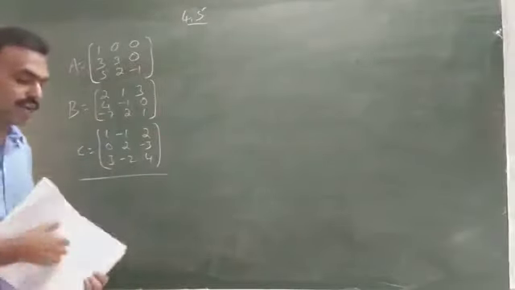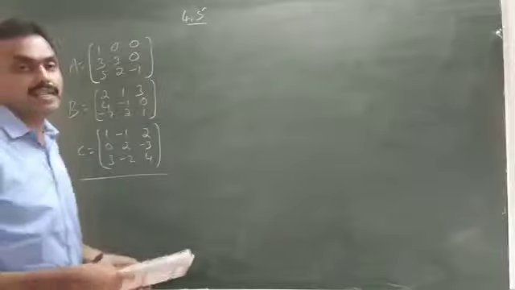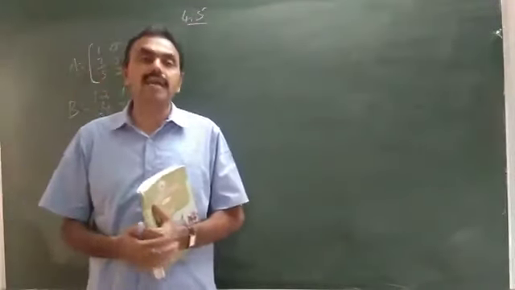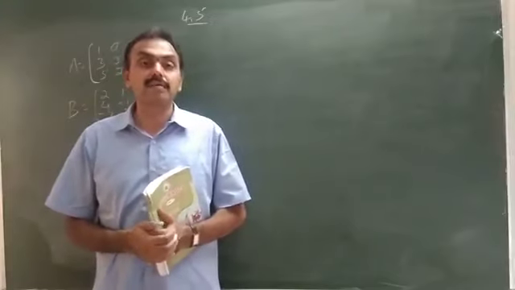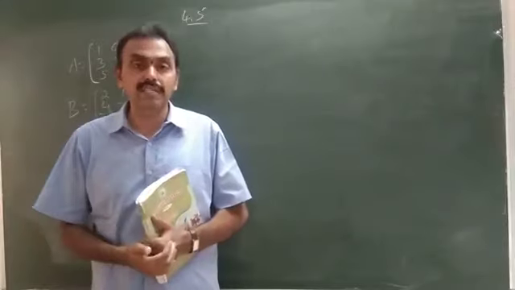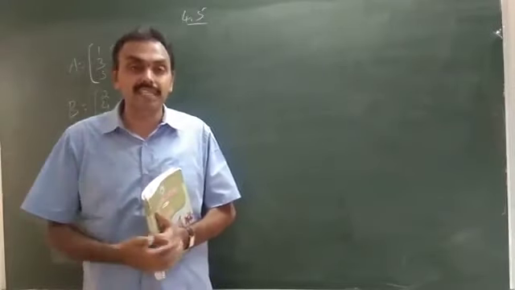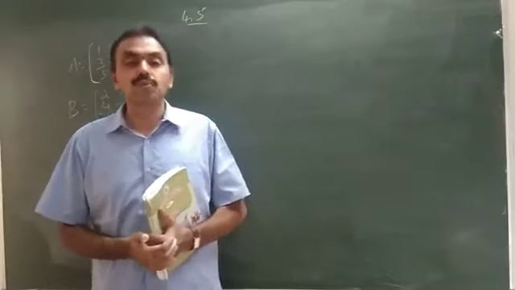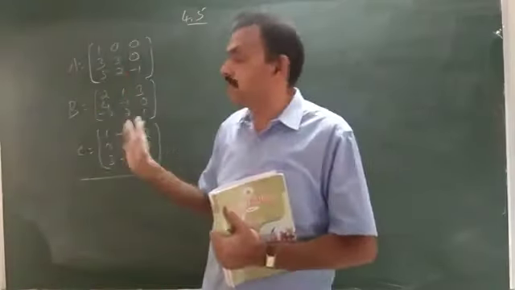You know how to find the inverse. The inverse of a matrix is given by 1 by determinant A into adjoint A. Find determinant A, that means verify whether the given matrix is singular or not. If it is singular, inverse does not exist. If it is non-singular, inverse exists. Then proceed with finding the adjoint of the matrix. So please understand these concepts and solve these problems.